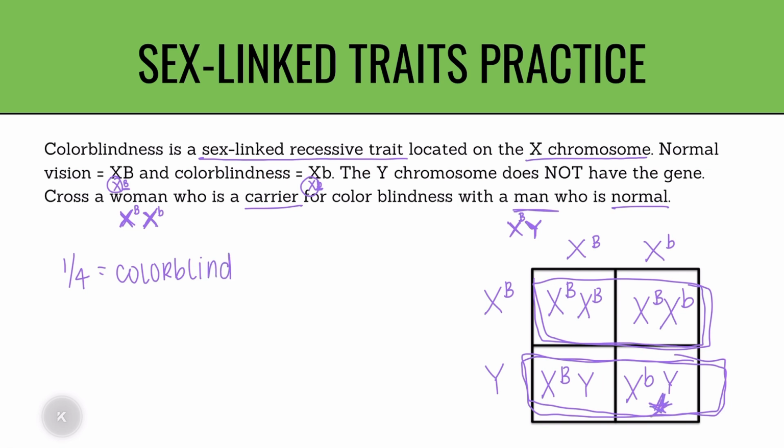But with sex-linked traits, you have to be really careful about what the question's asking you. So if this question is what % of their sons would be colorblind, I'm only looking at these two boxes. So it'd be 1 out of 2 sons are colorblind. If it asked what % of their children are colorblind, then it would be this.